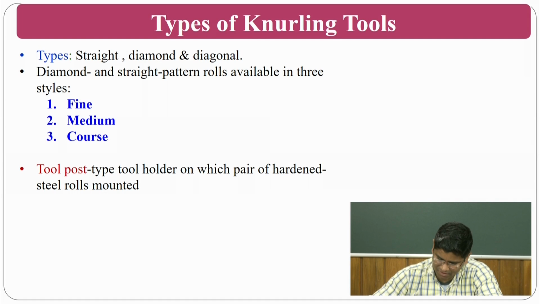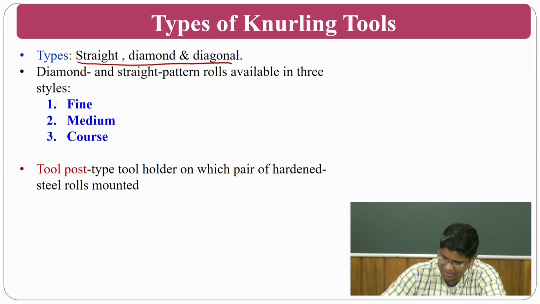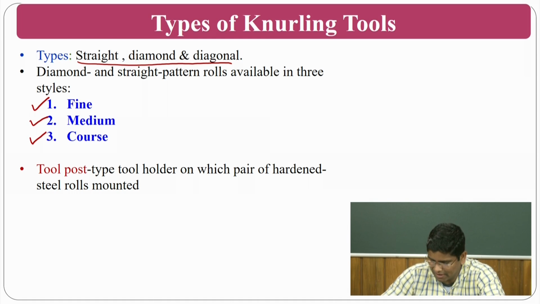There are 3 types of knurling that can be done, called straight, diamond as well as diagonal. Diamond and straight pattern rolls are available in 3 styles: you can generate fine, medium and coarse types also.